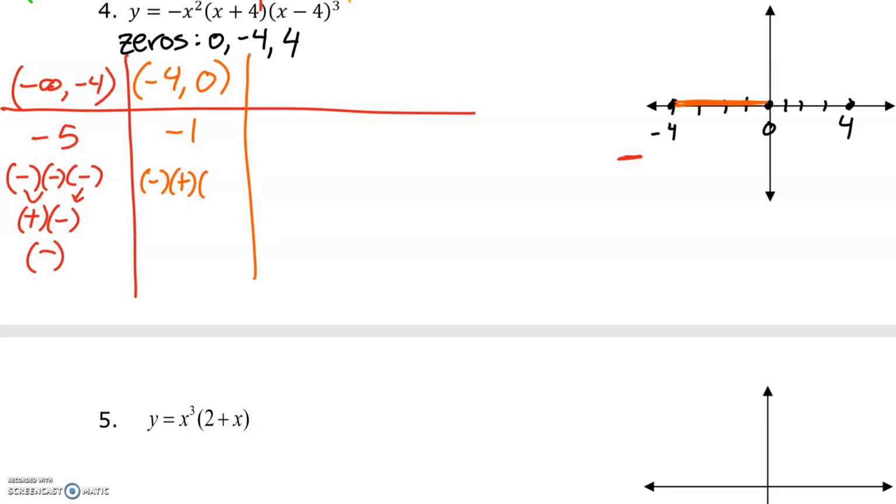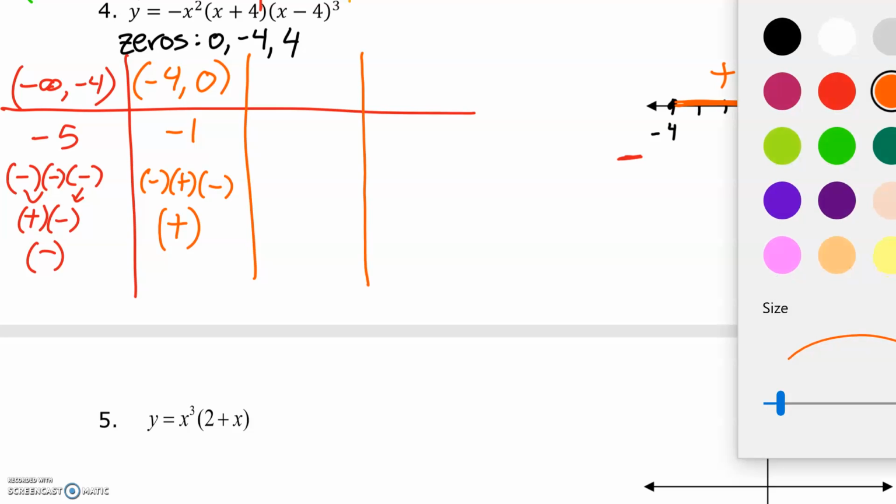And -1 minus 4, which is negative. Negative cubed is going to be negative. Multiply these two negatives together, we end up with a positive. Positive times a positive is positive. So we know that the graph is going to end up having a positive solution above. Let's go ahead and take a look at the next one.